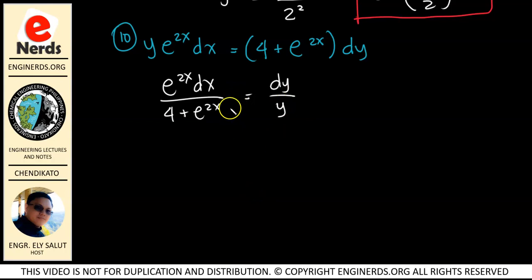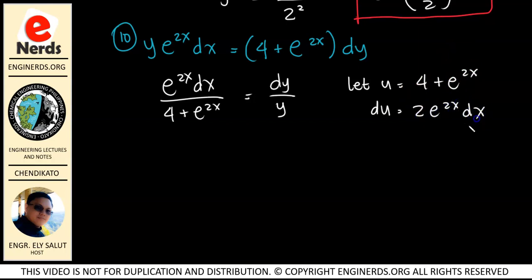Okay, so, ang mas komplikadong nakikita natin is itong 4 plus e to the 2x, ano? So, I'm going to let our u to be equal to 4 plus e to the 2x. Okay, so I'm going to take the derivative. So, our du is equal to, derivative of 4 is 0. So, the derivative of e to the 2x is 2 e to the 2x dx. Okay? So, kung makikita natin, yung numerator natin dito is already e to the 2x dx. So, wala lang 2. Kulang pa rin tayo ng 2.